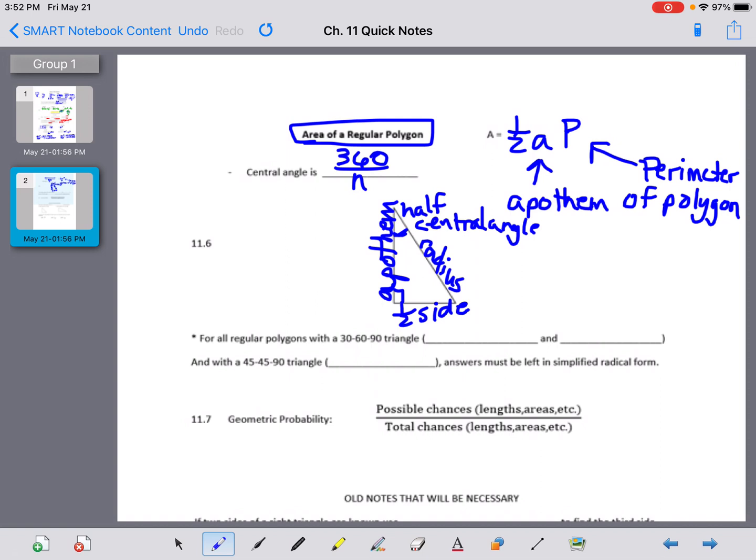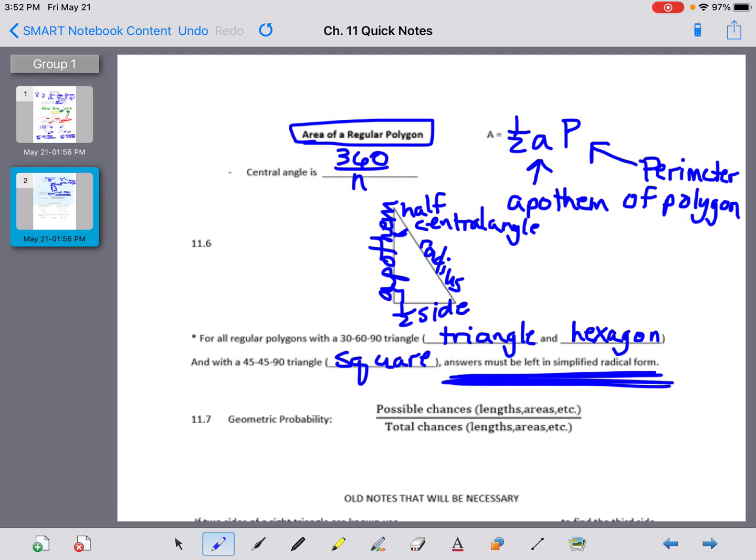Okay. Quick reminder, for all regular polygons with a 30, 60, 90 triangle, that is a triangle or a hexagon, okay? And with a 45, 45, 90, that will be a square. This is super important. Your answers need to be left in simplified radical form because you are using those special triangles, okay?